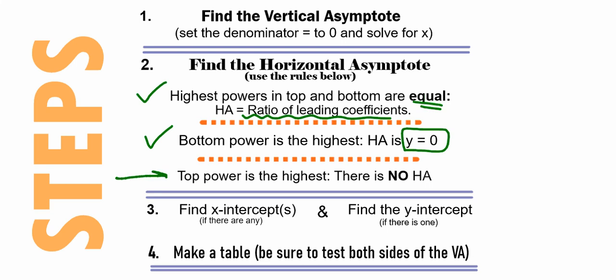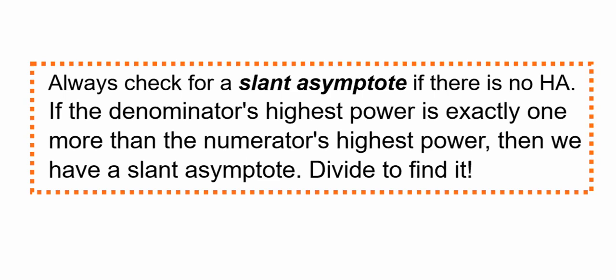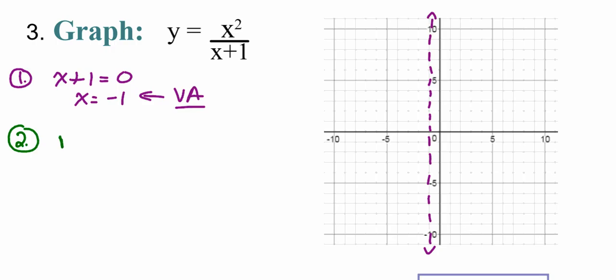This is the one we're going to do now. The top power is the highest, which means there is no horizontal asymptote. And you may think that's a good thing, but actually that makes graphing a little bit harder. So there's no horizontal asymptote. So we're going to say no horizontal asymptote. All right, now, every time we say no horizontal asymptote, we have to ask ourselves, wait, could there be a slant asymptote?